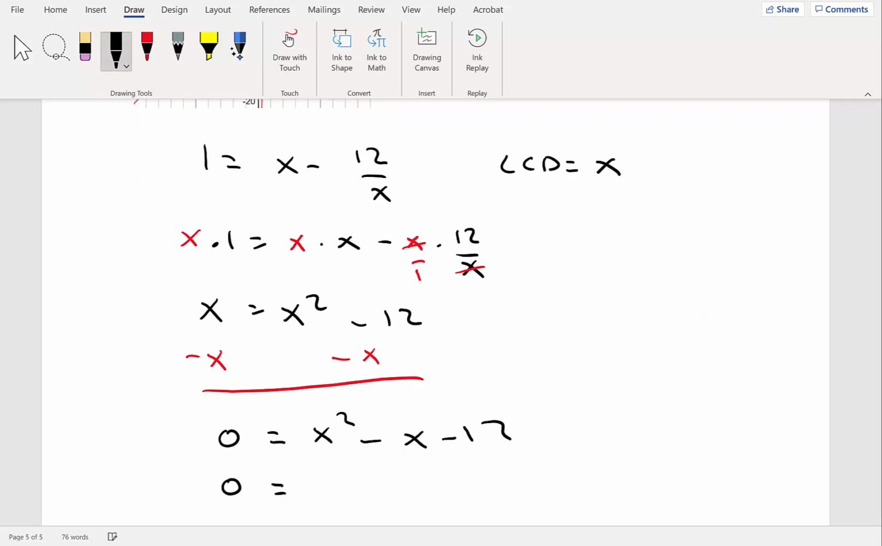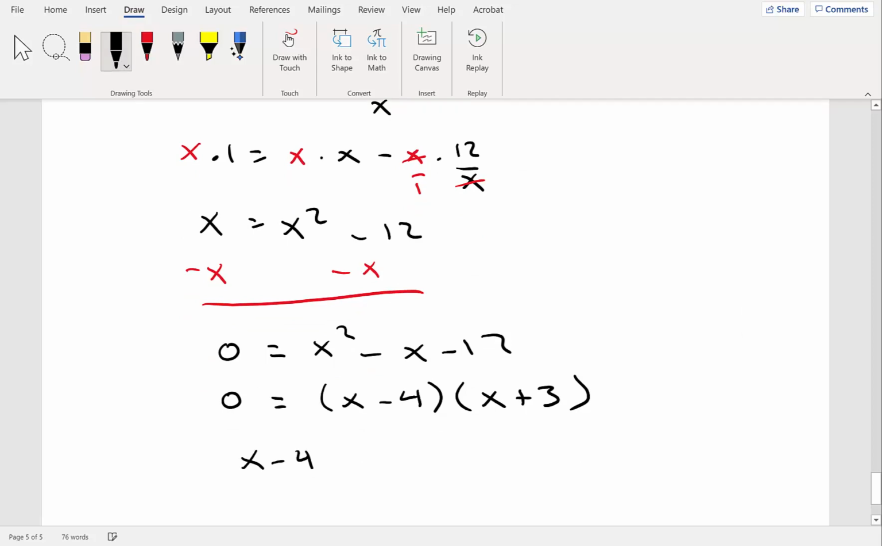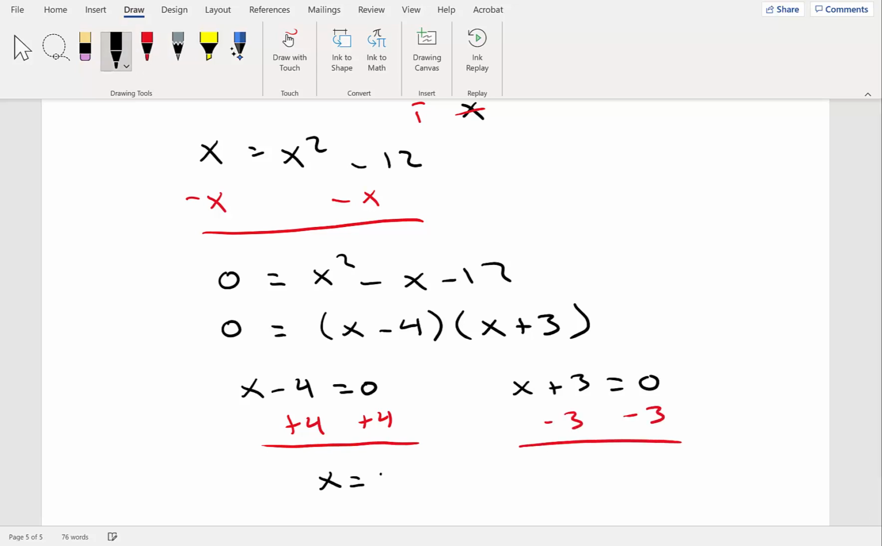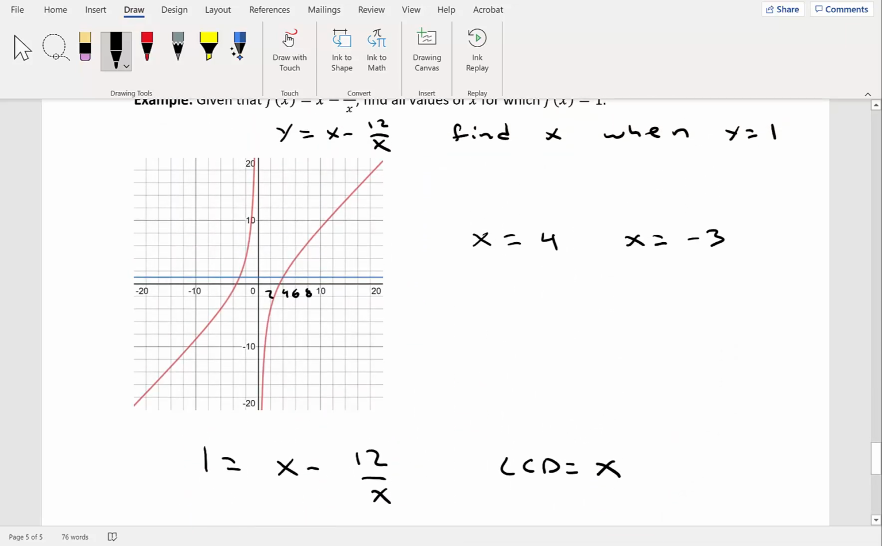And now we go ahead and factor. Well, I need two numbers that multiply to give me negative 12 and then add up to negative 1. So I could use negative 4 and 3, so x minus 4 and x plus 3. Now we go ahead and set each factor equal to 0 and then solve. The first equation, I'm going to add 4 to both sides. Second equation, I'm subtracting 3 from both sides. So we get x is equal to 4 and x is equal to negative 3. And notice that was the same results that we got using the graphical approach, where we just looked at the graph and determined what our solutions were.